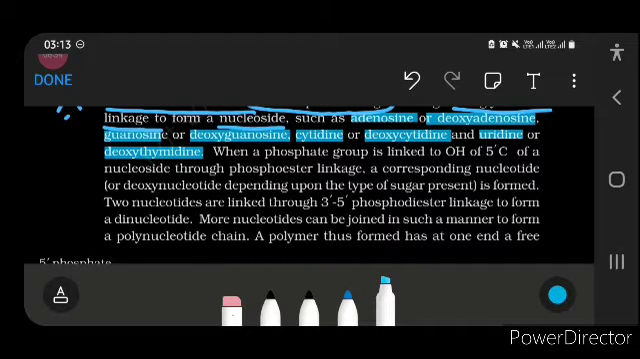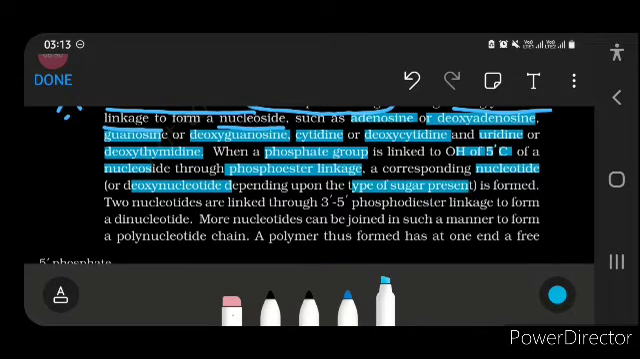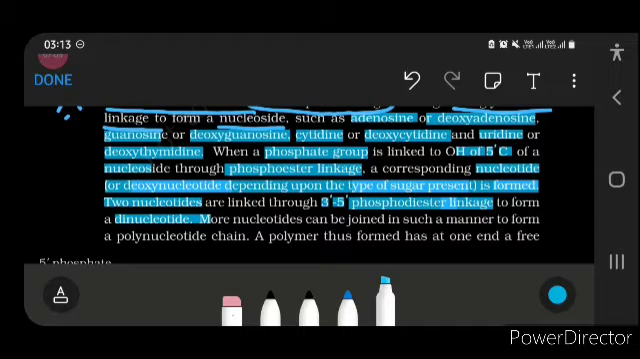When a phosphate group is linked to the OH of the 5' carbon of a nucleoside through phosphodiester linkage, a corresponding nucleotide or deoxynucleotide, depending upon the type of sugar present, is formed. Two nucleotides are linked through a 3' to 5' phosphodiester linkage to form a dinucleotide. More nucleotides can be joined in such a manner to form a polynucleotide chain.